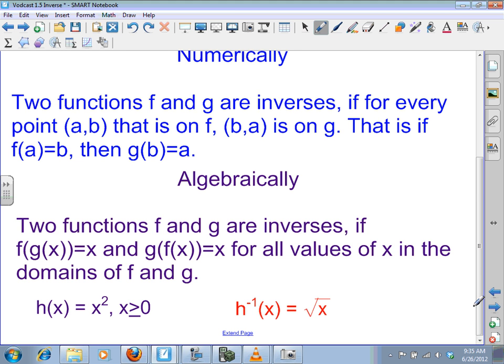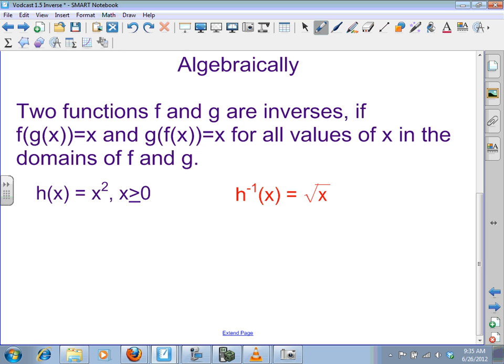So here are these two functions again. That means I should be able to compose these functions with each other. What does h of h inverse of x look like as the composition of functions? Well, I take the inside function, which is the square root of x, and I square it, and that gives me x. So that's what's supposed to happen.